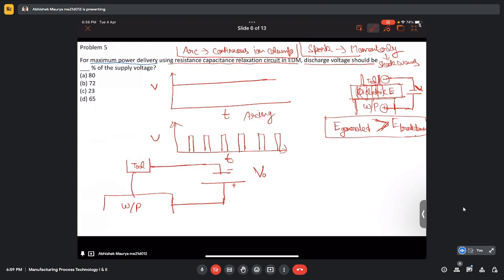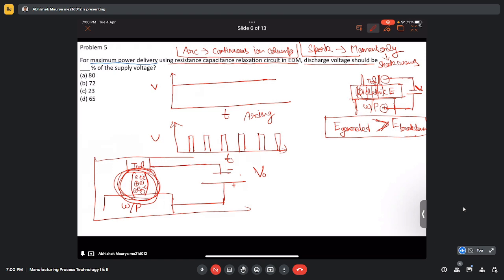Formation of a plasma channel will take place. Here we have electrons, ions, cations. This arc column will remain as it is as long as we keep on supplying this voltage. This arc column will not die out until we stop supplying this voltage. If we keep on supplying this voltage continuously, this arc column will remain here forever.